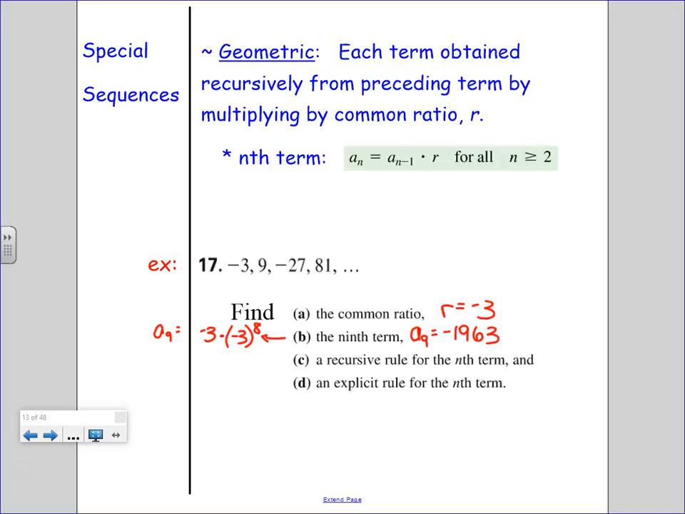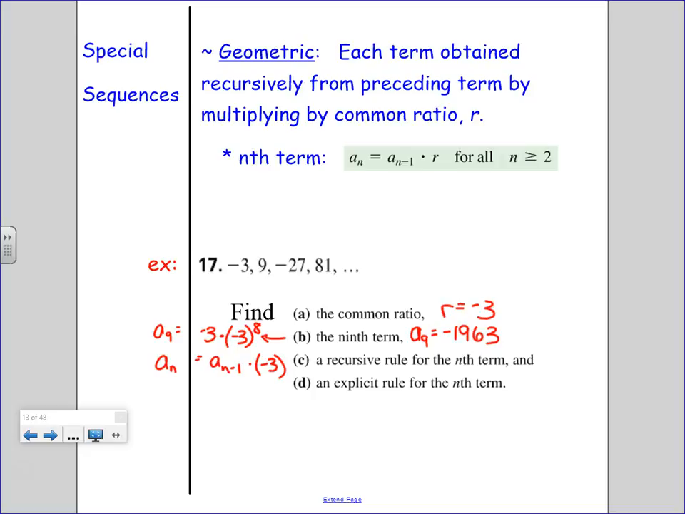Recursive formula. Can't we just steal the one from up above for any geometric sequence? And what would it be? a sub n is equal to? a sub n minus 1 times -3. So remember the recursive just says take the previous term and multiply by -3, no big deal.